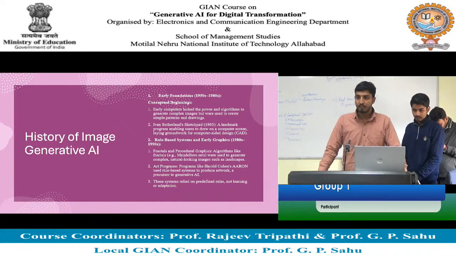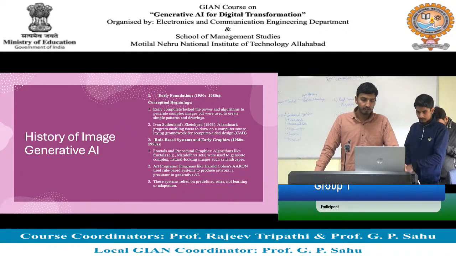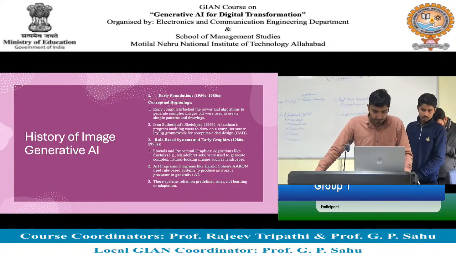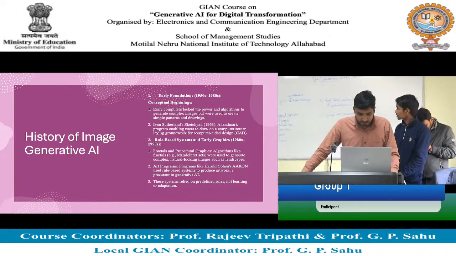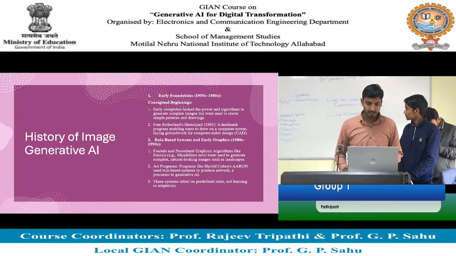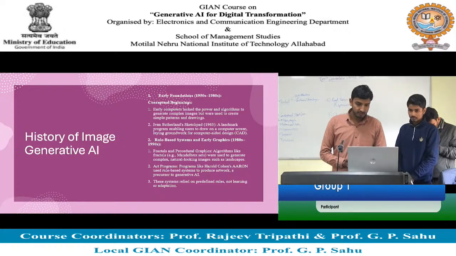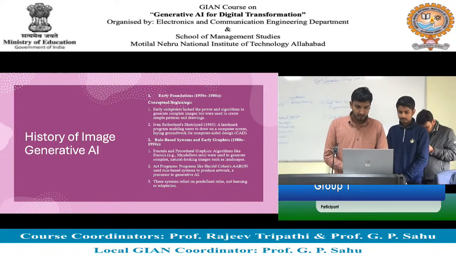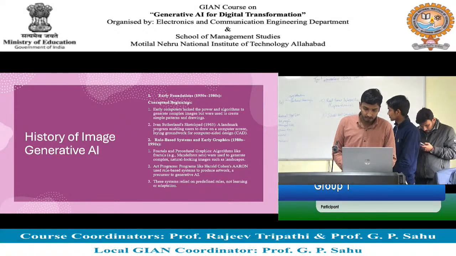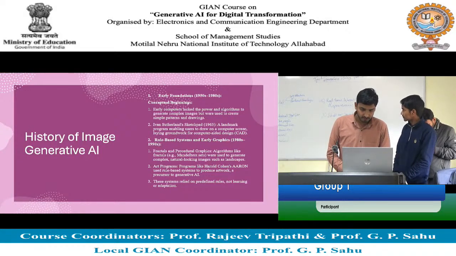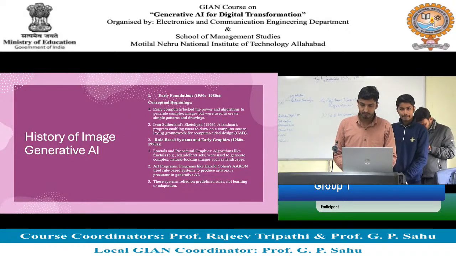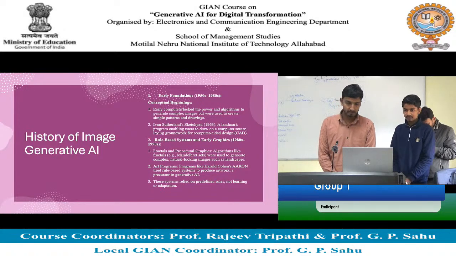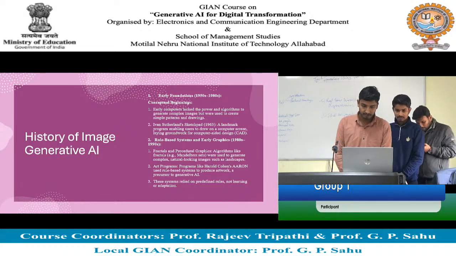If we talk about how generative AI evolved, or how images evolved in the computer, it started in the early 1950s to 1980s, when the conceptual beginning started. We had algorithms to generate complex images, but they were used to generate only simple patterns and drawings. There were also landmark programs enabling users to draw on a computer screen, laying the groundwork for computer-aided design. And the revolution began when graphics cards were introduced in the years 1980s to 1990s.